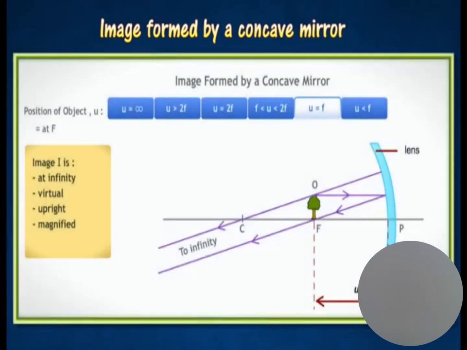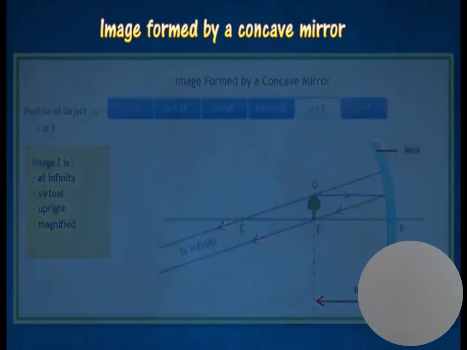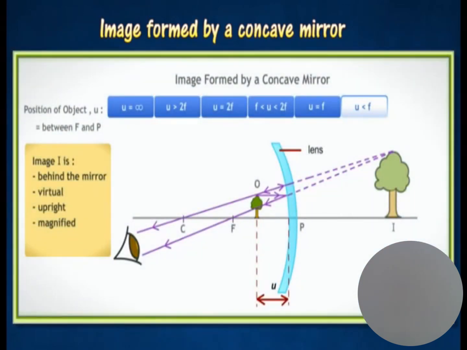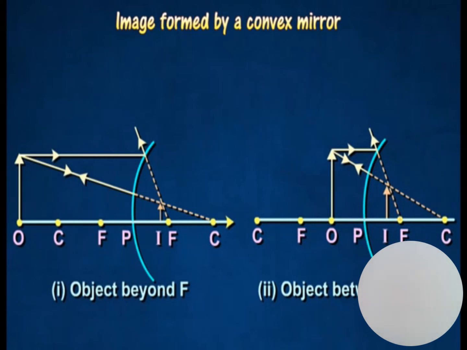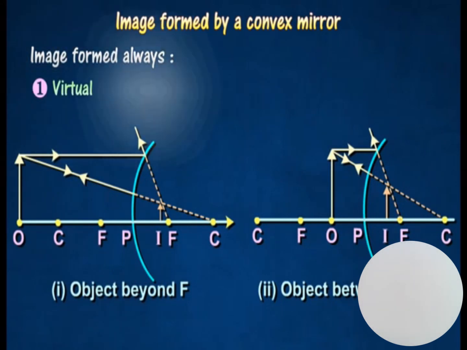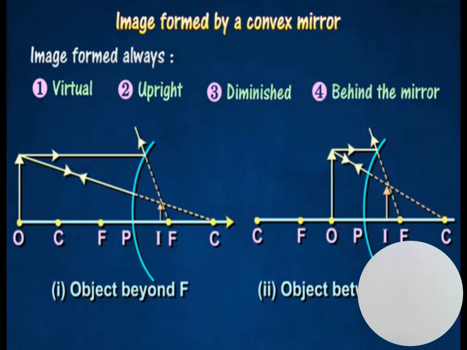When the object is placed at F, its image will appear at infinity. The image formed is virtual, upright and magnified. This situation is usually used as a light reflector in searchlights or spotlights. When the object is placed in between F and the mirror, the image will appear behind the mirror. The image formed is virtual, upright and magnified. Image formed by a convex mirror. For a real object placed at any distance in front of a convex mirror, the image formed is always virtual, upright, diminished, and behind the mirror.